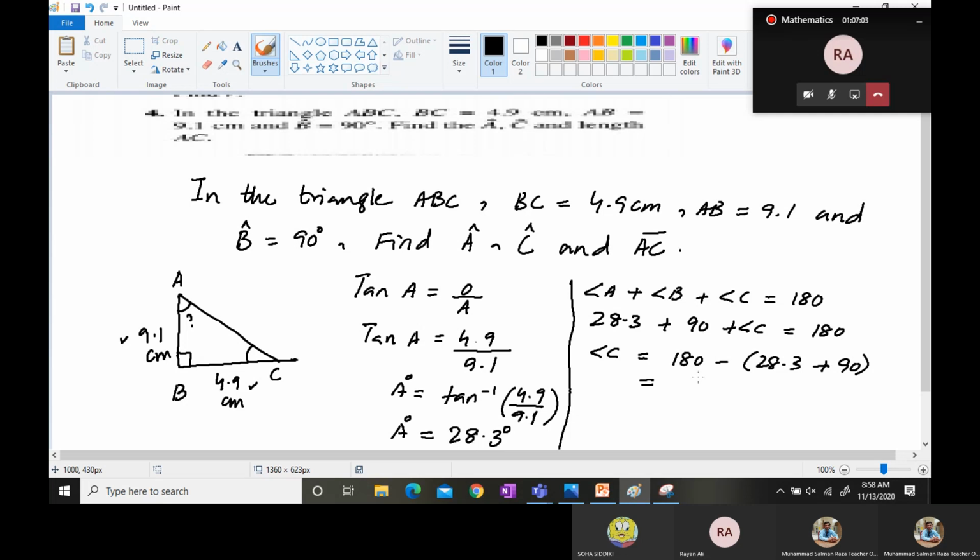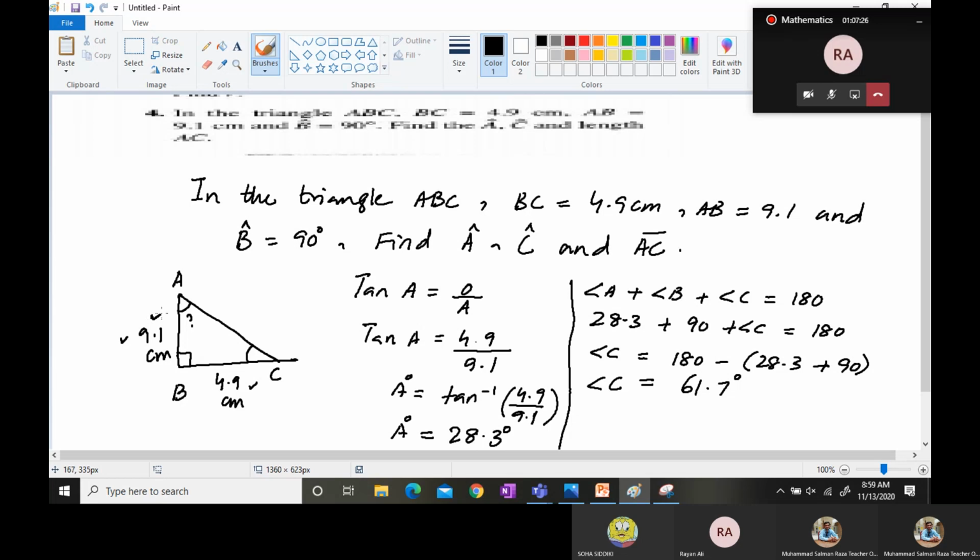And then 180 minus 90 is 90, and 90 minus 28.3 is 61.7 degrees. So angle C here is 61.7 degrees. And they have asked us to find out the length of AC now.